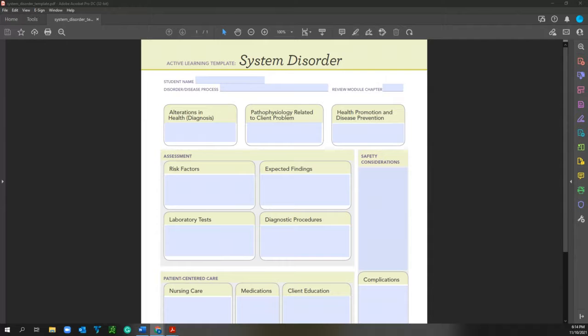Let's talk through it, but don't worry about taking notes because I have one that I already did that I can share with you. Okay, but let's talk through the disease process to review our content, okay?